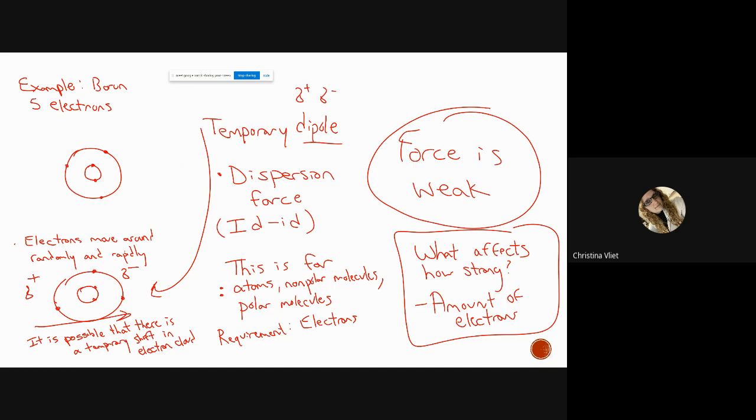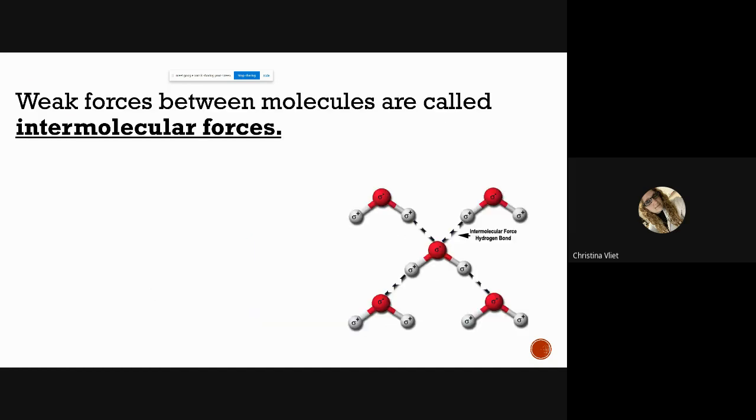So as long as there's electrons that can move. And so what this means, ID, is that there must be something nearby that's affecting the electron cloud to move it to the side. So that's why it's called instantaneous dipole, induced dipole. Induced means it's being caused by something. So hold on to the name dispersion for now. We're going to go on to the next type.